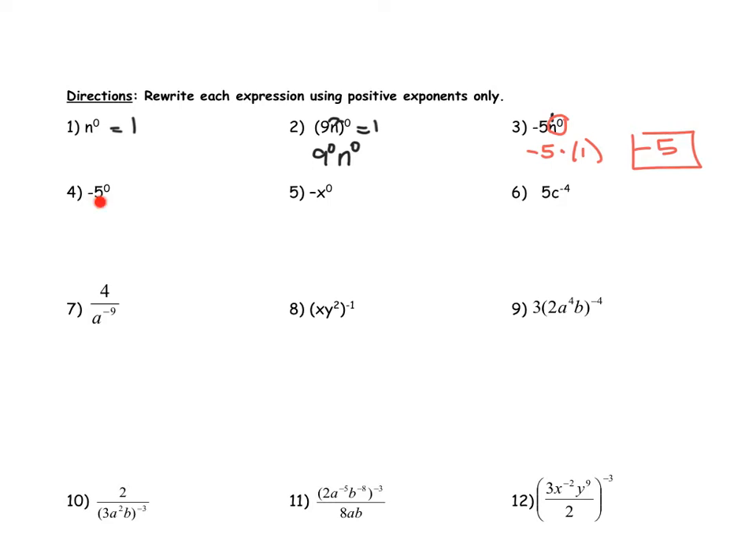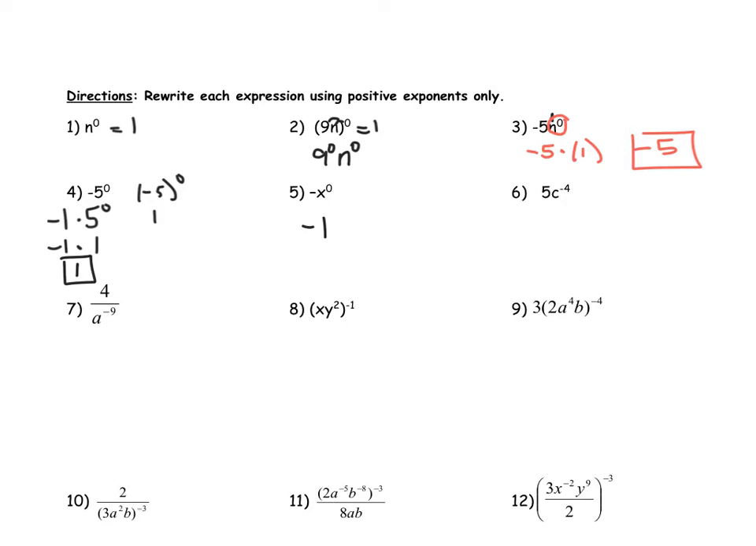Same kind of concept for number 4. It's not saying negative 5 to the 0 power. This answer is 1. But if I have negative and then 5 to the 0, this is kind of like saying negative 1 times 5 to the 0, where 5 to the 0 is 1, and then there's a negative 1 out front, so negative 1 times 1 is just negative 1. So that leaves me with number 5. The answer is simply negative 1.